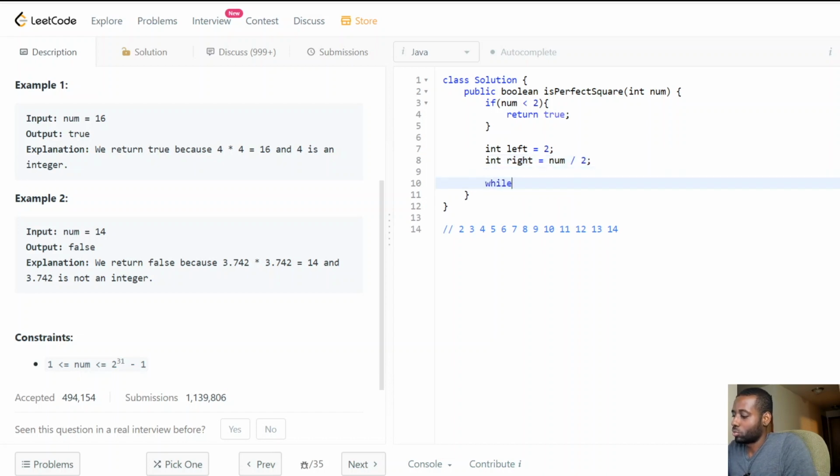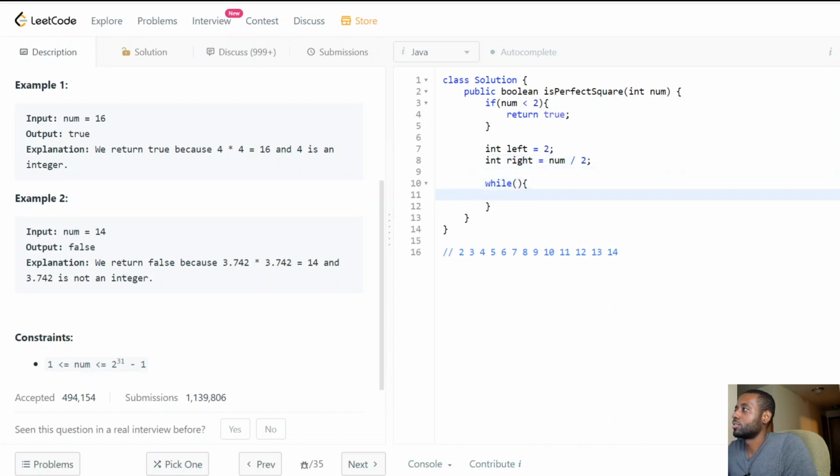Then we're going to have a while loop, the standard approach, same thing. While left is less than or equal to right, we calculate our mid. We do long mid equals left plus right minus left divided by 2. We can also update these to long as well, guys, because when multiplying, the numbers are going to get kind of big.